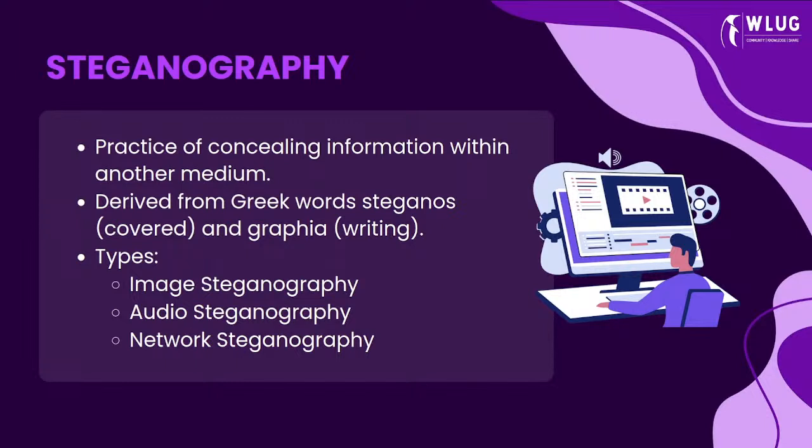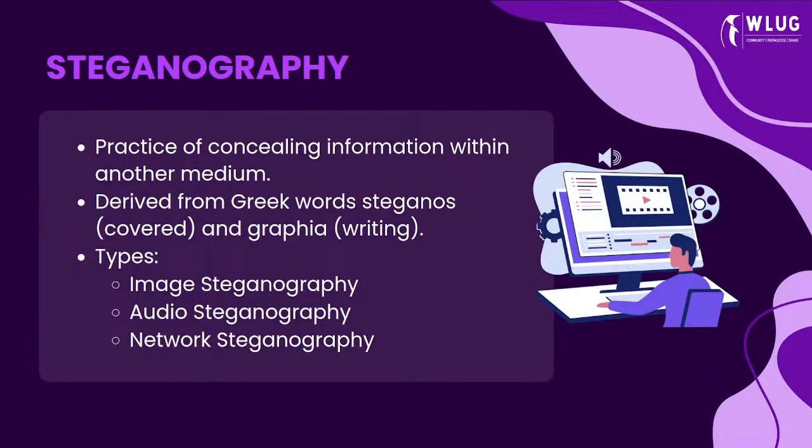Now, steganography is derived from two Greek words, steganos, meaning covered, and graphy, meaning writing. The most basic type of steganography can be hiding data in images. So, that is one of the types. Image steganography means hiding data in images. Audio steganography means hiding data in audio files. And network steganography means hiding data in network protocols and related network equipment.